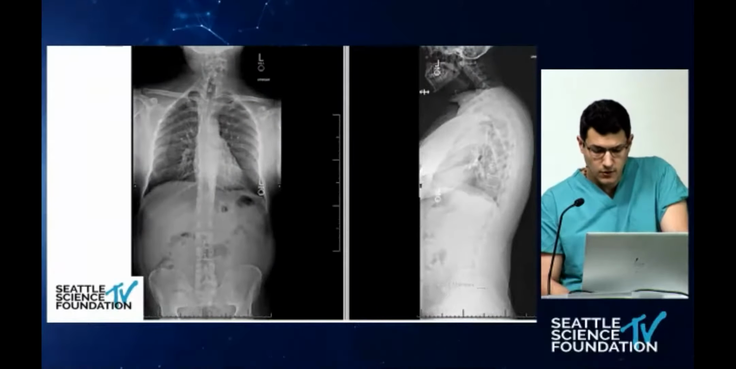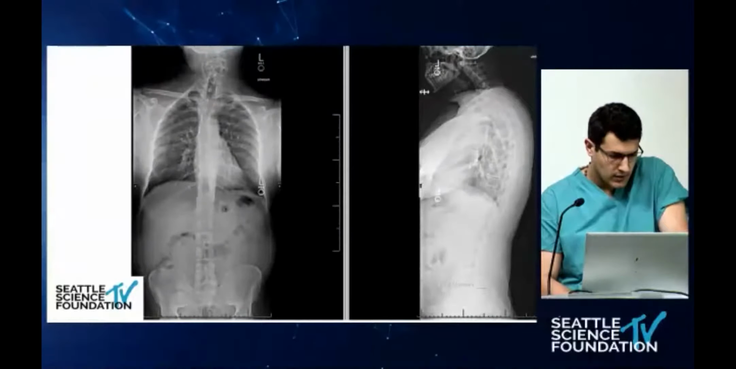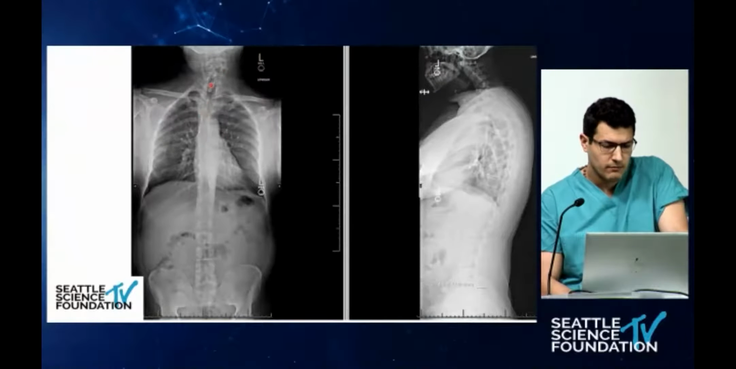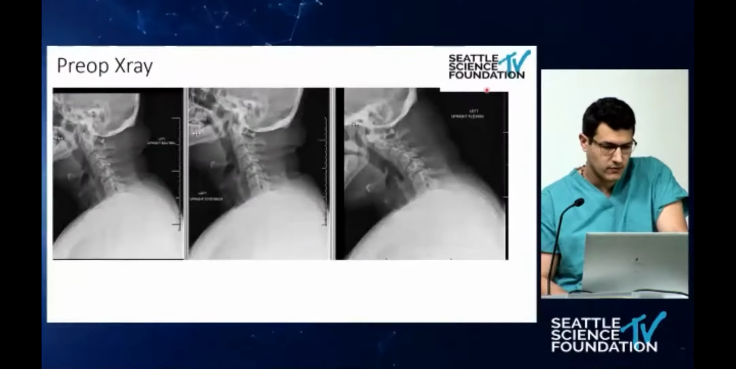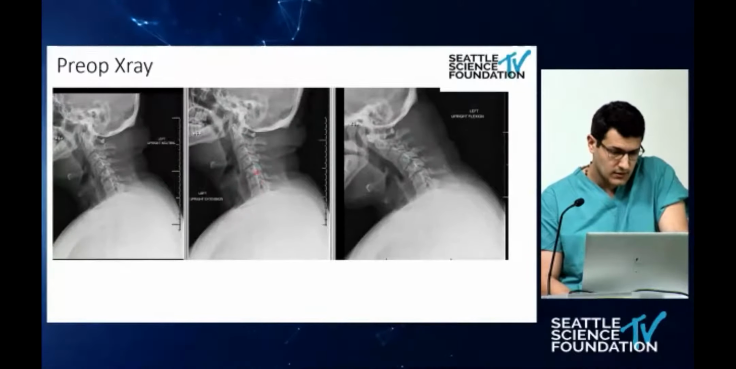So those are his scoliosis x-rays. And if you can notice here, you can notice some coronal imbalance over the cervicothoracic area and the loss of lordosis over his cervical area. Those are the plain X-ray, cervical X-ray, flexion extension. And as you can see here, this is the extension X-ray.